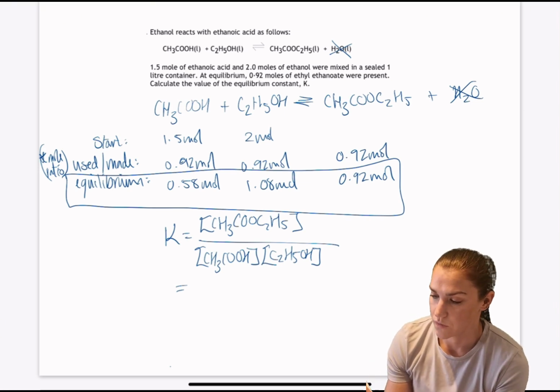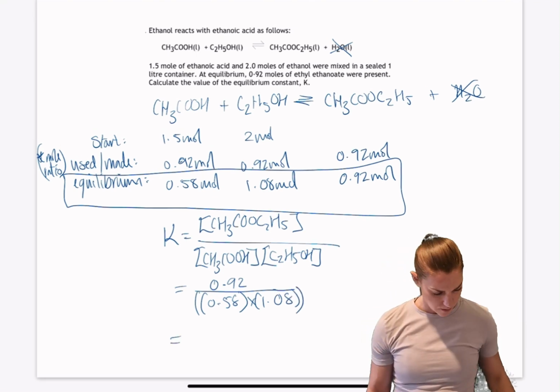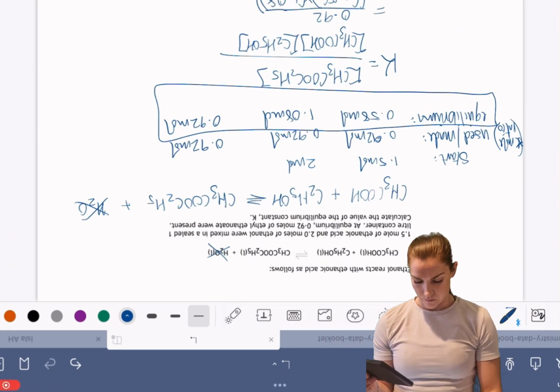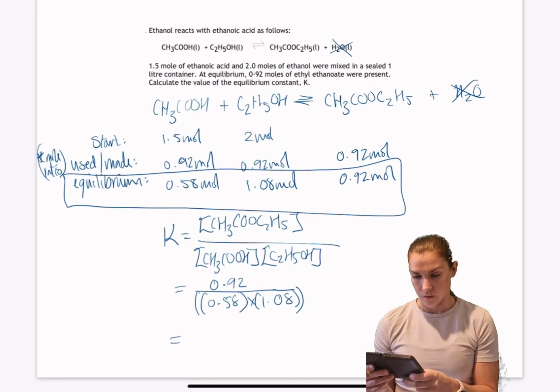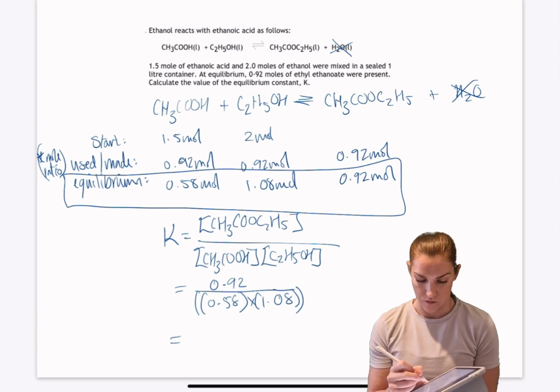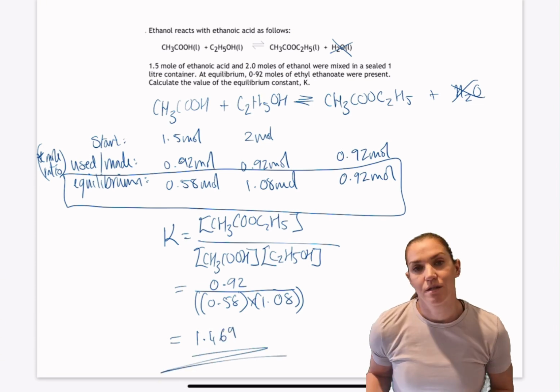Okay, so then I just plug the numbers in. The concentration of the ester at equilibrium was 0.92, and that's over 0.58 times 1.08. So if we put this in our calculator, we will get 0.92 divided by, big brackets, 0.58 times 1.08, which gives us 1.469 if we round it to 3 decimal places. And just remember, equilibrium constants don't have any units, so it's just your number.